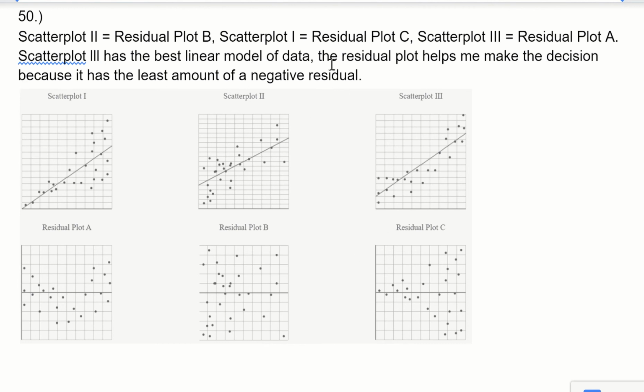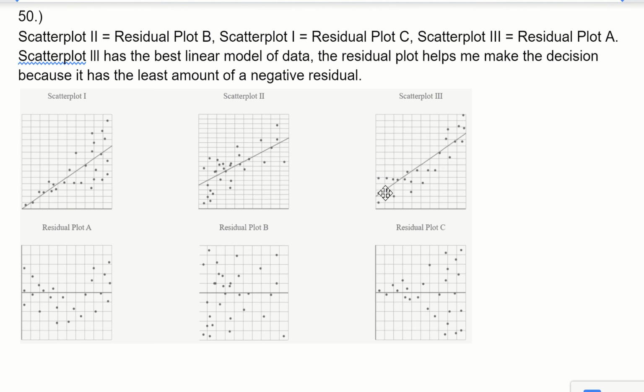What else did this person say? The residual plot helps me make a decision because it has the least amount of negative residuals. Let's see. Scatter plot 3 has the best linear fit. Okay, so I think I might disagree with that conclusion. They're saying scatter plot 3 would be best for a linear model because it has the least amount of negative residuals.